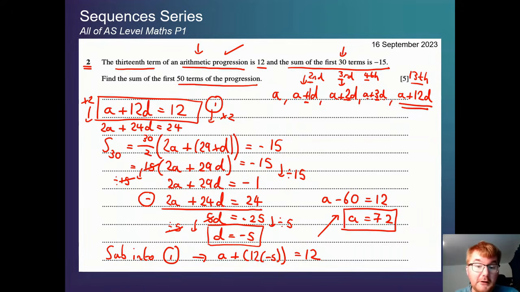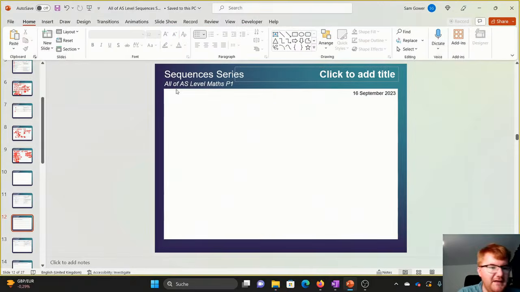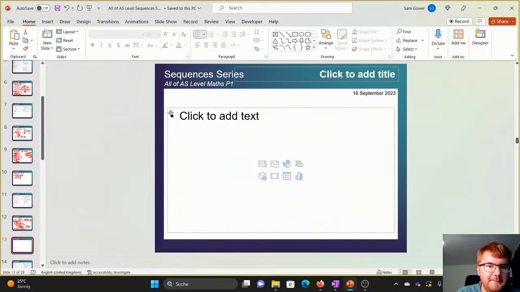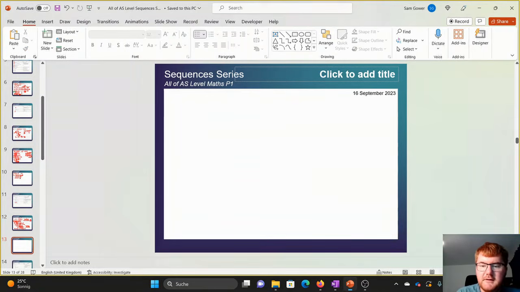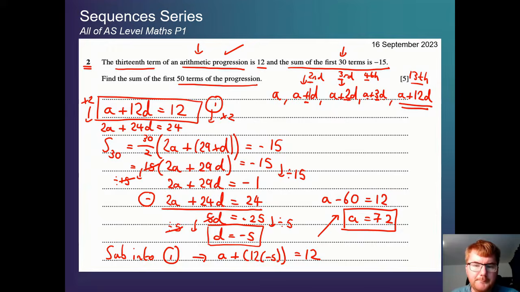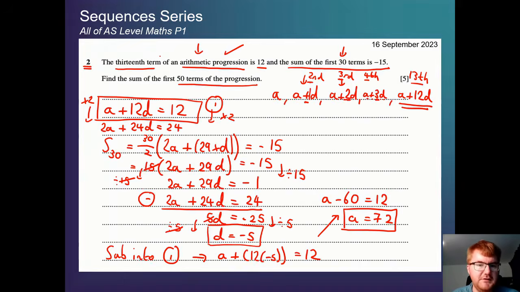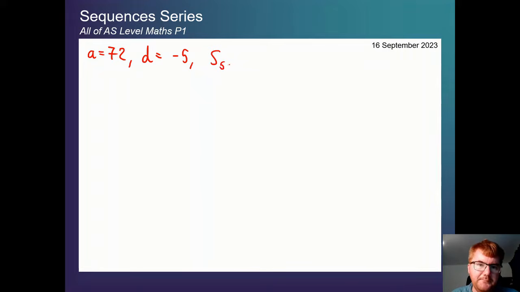So just like before, we spent a lot of effort here working out the first term and the common difference of this particular progression. Again, still not finished for the 5 marks. We still need to find the sum of the first 50 terms of the progression. So I think I need a little bit of room here to finish this question off. So let's write down the critical information here. We have, first of all, a is equal to 72, d is equal to minus 5, and we want to work out S50. So n is equal to 50.